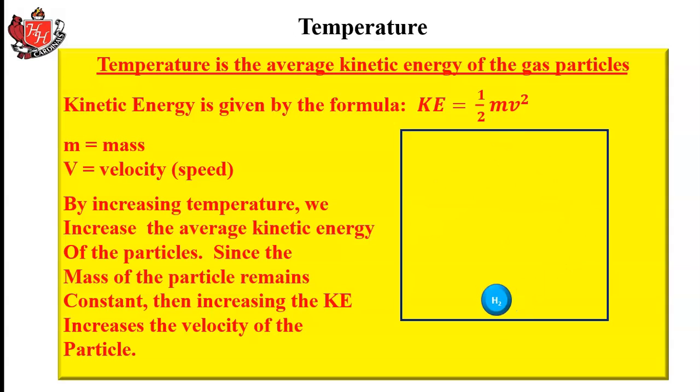So by increasing the temperature, we increase the average kinetic energy. That's what temperature is. It's the average kinetic energy. We increase the average kinetic energy of the particles. Since the mass, M in that equation up above, has to stay the same, that means if you increase KE on the left side of the equation, you have to be increasing V or velocity on the right side of the equation. So what that means is you can think of increasing temperature as increasing the speed of the gas particles.